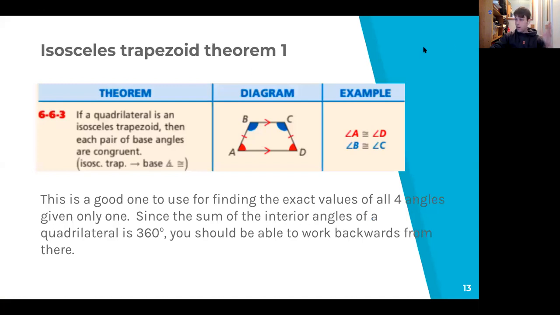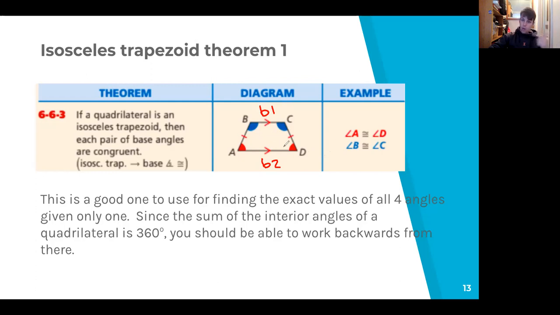All right, so isosceles trapezoids, we're going to investigate the isosceles trapezoids. They have lots of properties that are associated with them. So first one, the base angles are congruent. So B and C are base angles, A and D are base angles because they share a base. Maybe we can call this base 1 and base 2. Doesn't matter which one, but B and C share base 1, A and D share base 2.